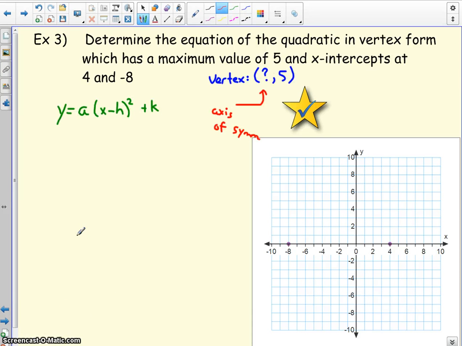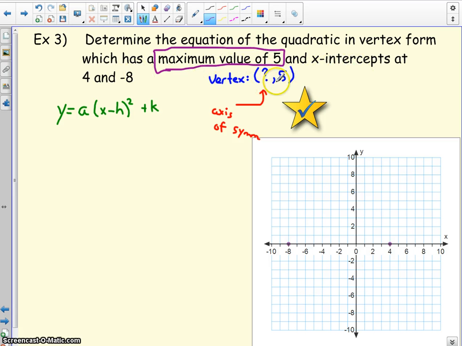Okay, so for starters here, you're trying to create vertex form, so I wrote out my vertex form here. Now, normally we want to actually have the vertex in there, so we start off with h and k. I'm going to give you the maximum value. That maximum value helps a little bit. That's the y value of the vertex, but I don't have the x value of the vertex. So a little bit of a conundrum here. I'm not actually giving it to you right away, but the x-intercepts are at 4 and negative 8.